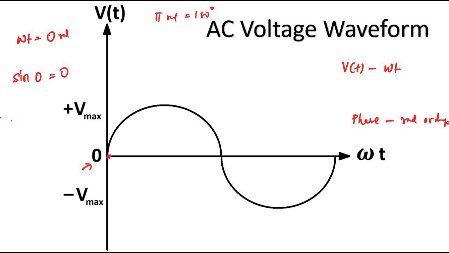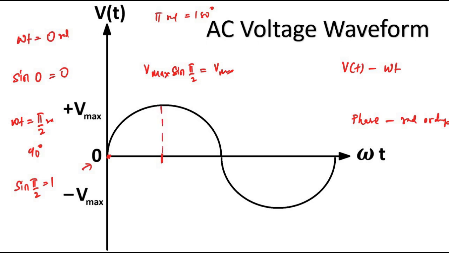Then let's say omega t is equal to pi by 2 radian or 90 degree. Sin pi by 2 is equal to 1. So at this point it is Vmax sin pi by 2, which is equal to Vmax, as sin 90 degree or sin pi by 2 is equal to 1. So this gives us the maximum value at pi by 2.